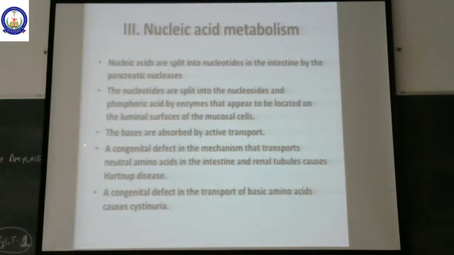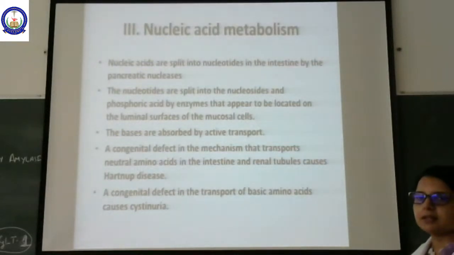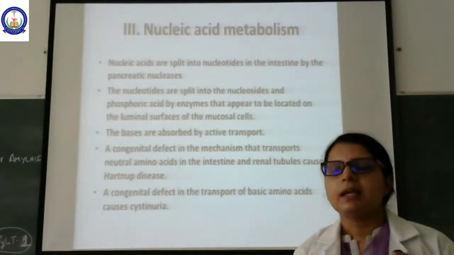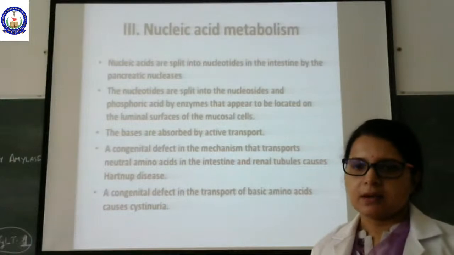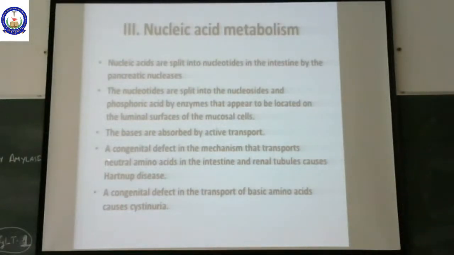these substances. Any congenital defect in the mechanism which transports the neutral amino acids in the intestine and renal tubules causes a condition called Hartnup disease. So Hartnup disease is a clinical disorder characterized by a defect in the absorption of neutral amino acids. Okay, so that is why it is, and that is commonly known as Hartnup disease.